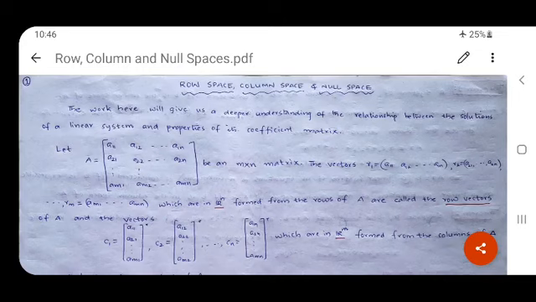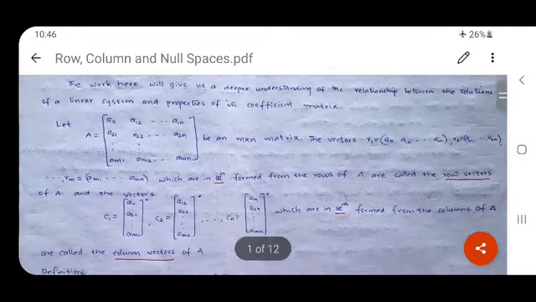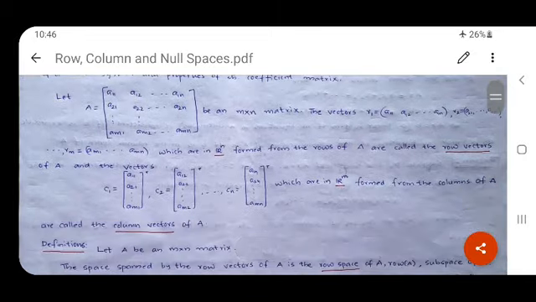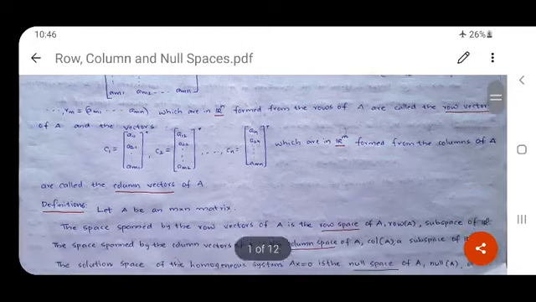Note that the row vectors are formed by the rows of the given matrix. Similarly, we define the column vectors, and obviously they are in Rm because each of these vectors has m components. So we have the following definition.